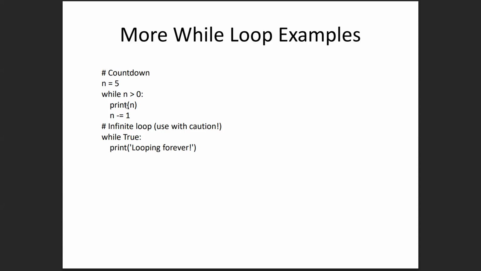Here I mentioned n equal to 5. So while n greater than 0, print n, n equal to n minus 1. So here it will print from 5 to 1, because after becoming 0, the condition becomes false because 0 is not greater than 0.